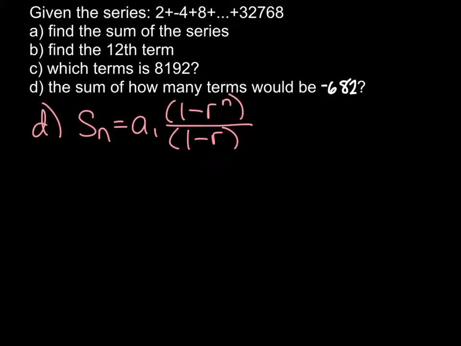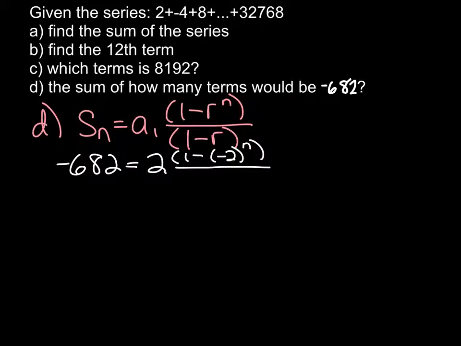Finally, part D asks us the sum of how many terms would be -682. So I'm going to plug in the -682 for S sub n. I know that the first term is still 2. 1 minus, the common ratio is still -2, but now I don't know how many terms I added. So it's assuming that this isn't the last term in the series. All over 1 minus -2.